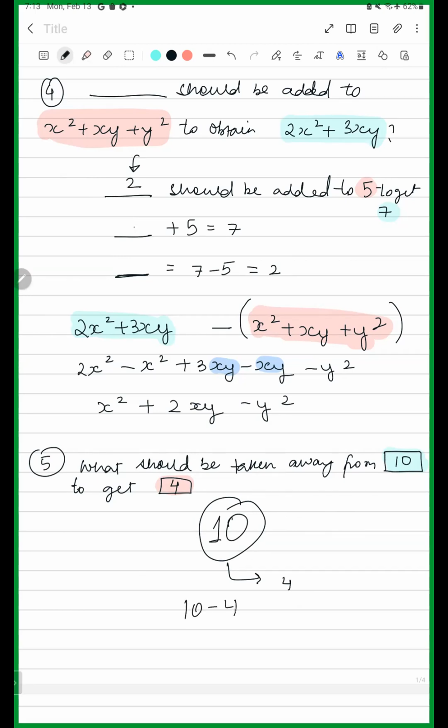Yeah. So what are you supposed to do? First expression minus second expression. Look, 10 is the first number minus 4, which is the second number. So first expression minus second expression in this case. Is that clear? Yeah. Try to solve it.